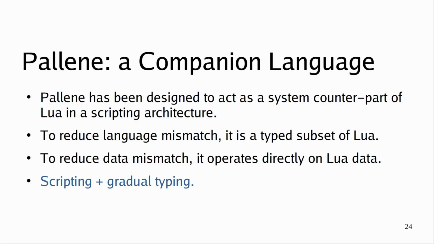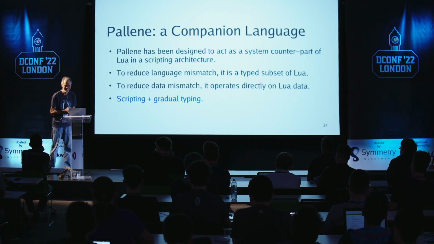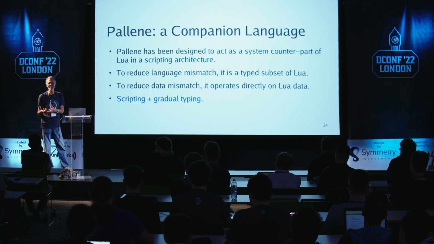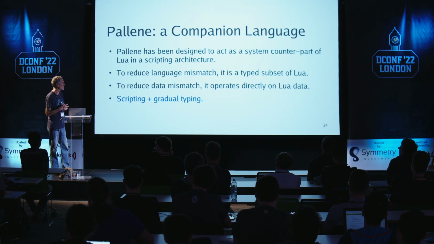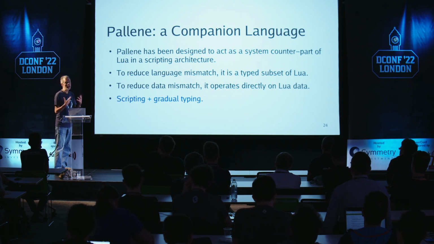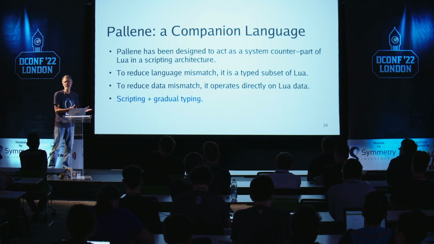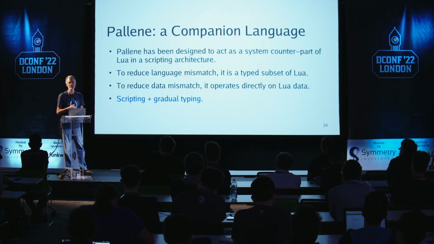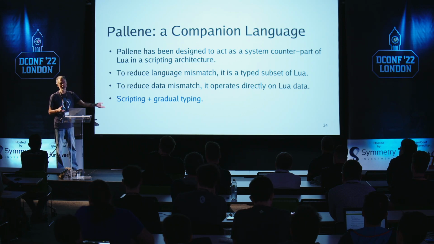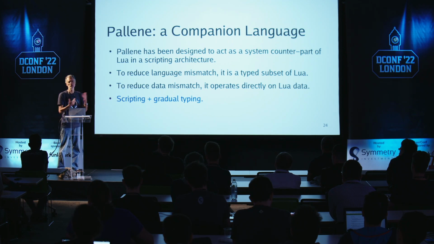So as I said, Pallene is a companion language, and it's been designed to substitute for C. I always get confused about how to use "substitute" in English. It's to replace C, to be used instead of C as the systems counterpart to Lua in a scripting architecture. The main idea is to try to reduce both the data mismatch and the language mismatch. To reduce the language mismatch: Pallene is a typed subset of Lua, so everything you write in Pallene, except for types, should be a valid Lua program, but not everything you write in Lua is a valid Pallene program.